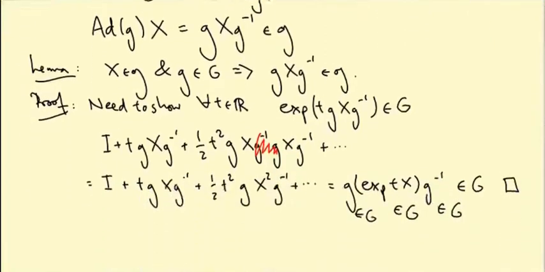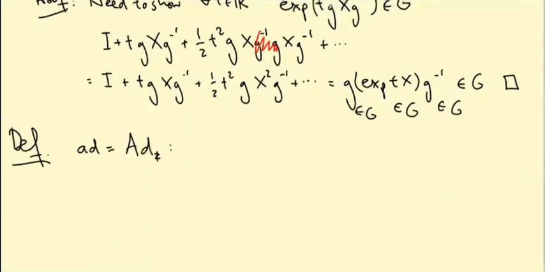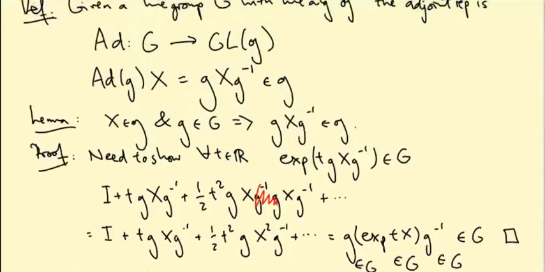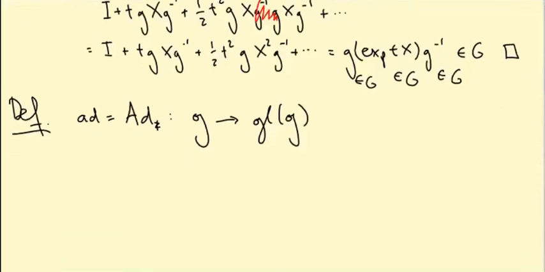Now, what is the induced map on Lie algebras? It's got a name, it's called little ad. This is Ad star. So this goes, let's have a look again, from the Lie algebra of G to the Lie algebra of GL of little g. In other words, it goes from little g to little gl of little g. So there's a lot of g's knocking around and they're all different. They're all playing different roles. Let's calculate what this is.